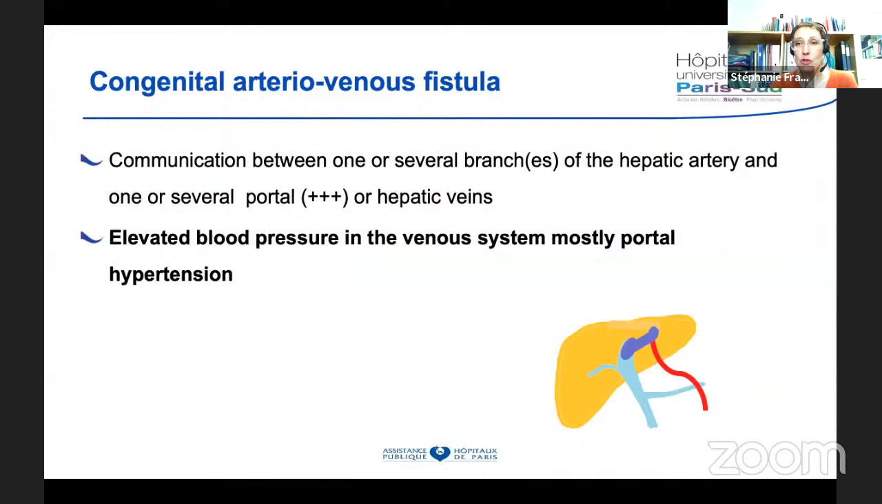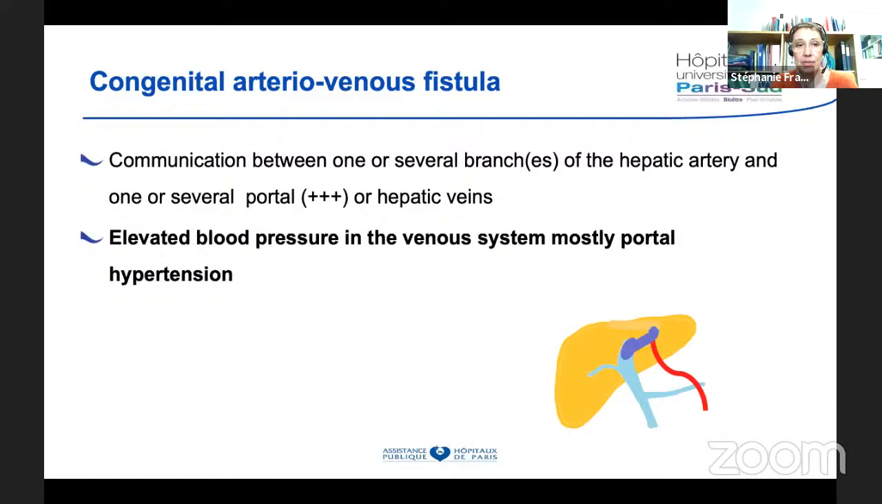We're going to move now to the last chapter, congenital arteriovenous fistula. It's a communication between one or several branches of the hepatic artery and one or several portal or hepatic veins. It's extremely rare in hepatic veins, mostly portal veins. This leads to an elevation of the blood pressure in the venous system, and if it's a portal vein, a portal hypertension.